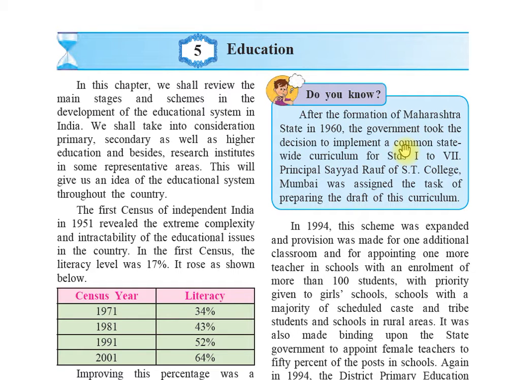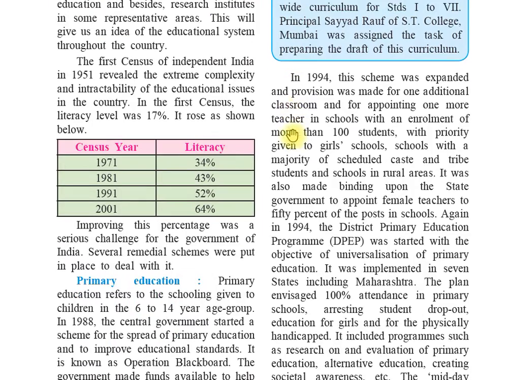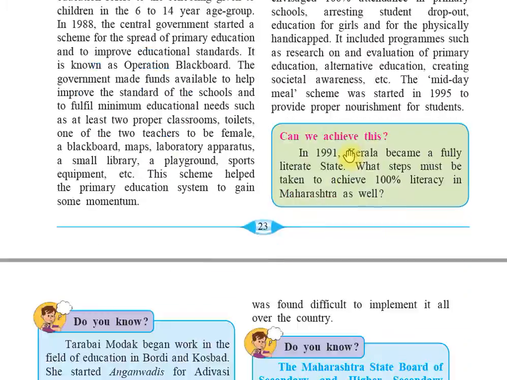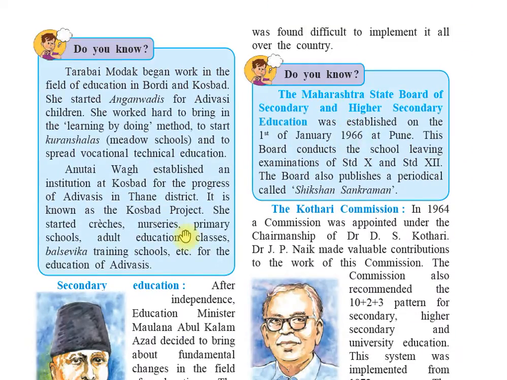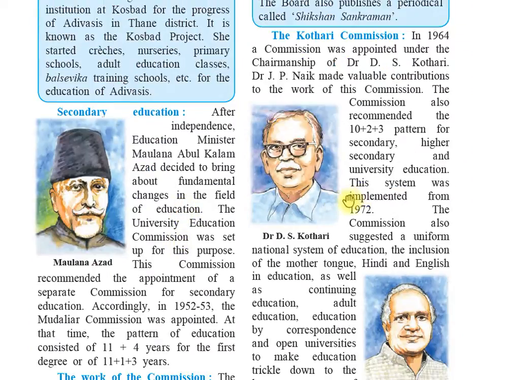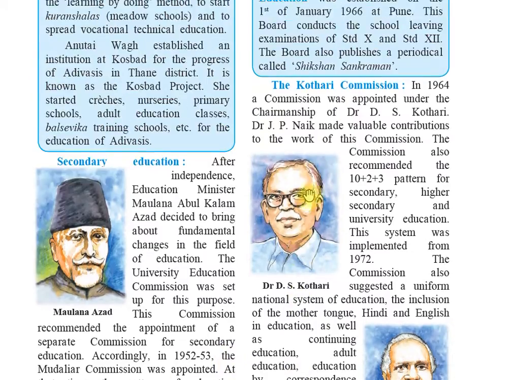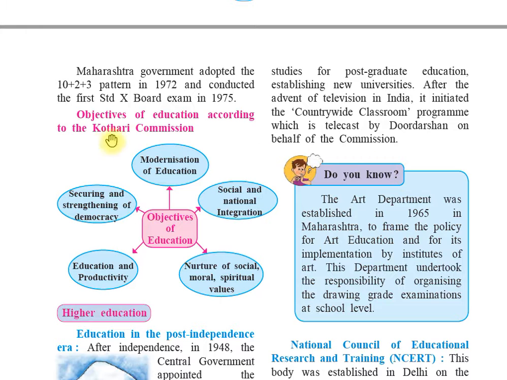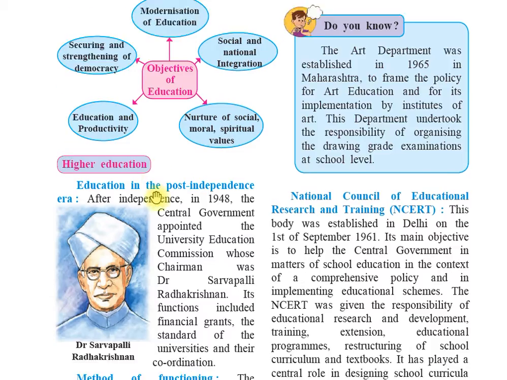Hello students, today we have history lecture and we are doing lesson number 5, and the name of the lesson is education. Previously in this chapter, we discussed the importance of primary education, then secondary education, then the working of commissions like the Kothari Commission, then the objectives of education, then higher education.